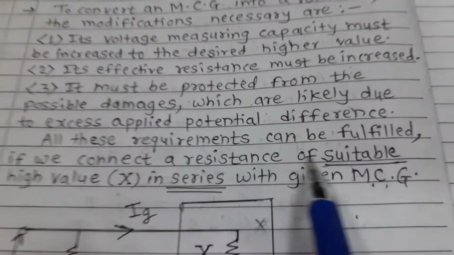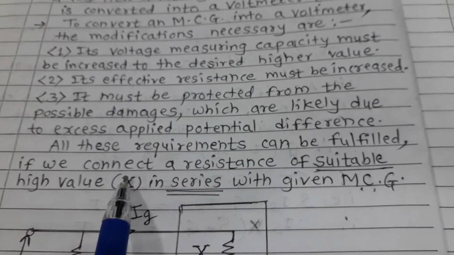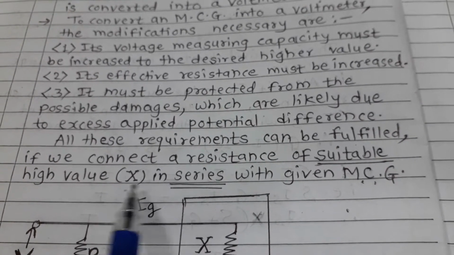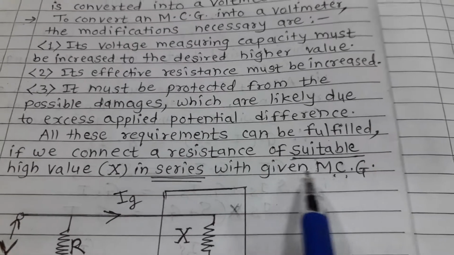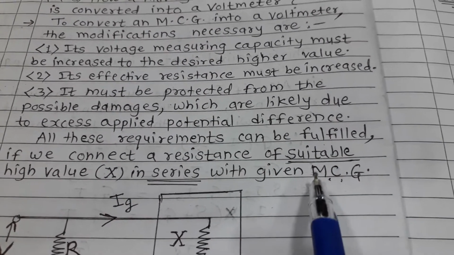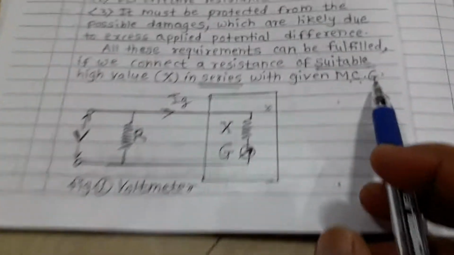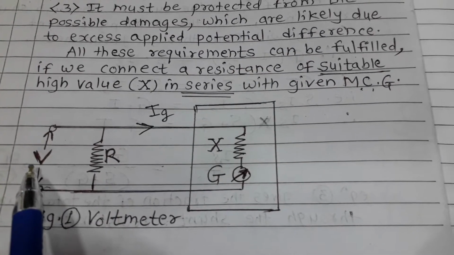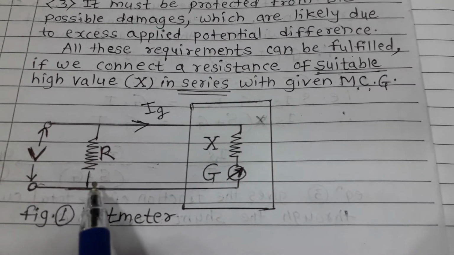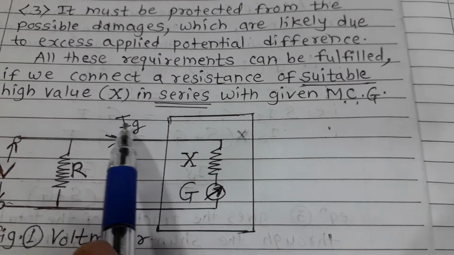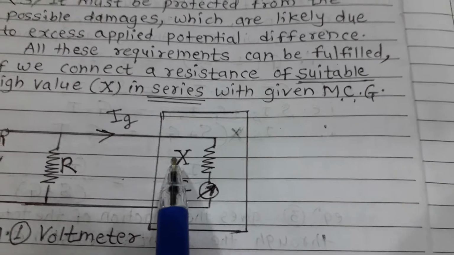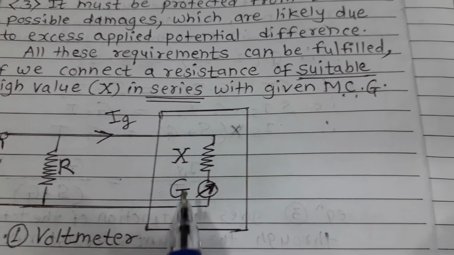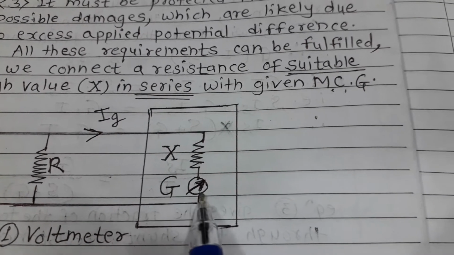All these requirements can be fulfilled if we connect a resistance of suitable high value, that is capital X, in series with the given MCG, that is moving coil galvanometer. Now see here, figure number 1, voltmeter. In the figure, capital V is the voltage to be measured, capital R the resistance, Ig the current through the galvanometer, capital X the resistance, and capital G the galvanometer.